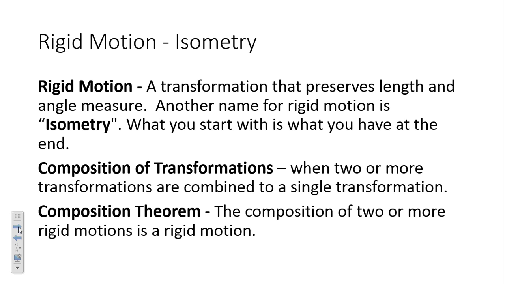We have a theorem here called the composition theorem: the composition of two or more rigid transformations is called a rigid motion. What they mean is that it doesn't change size or shape. It preserves its size, shape, angle measures, and so on. So whatever triangle or hexagon or Pac-Man figure you started out with is what you're going to end up with at the end.